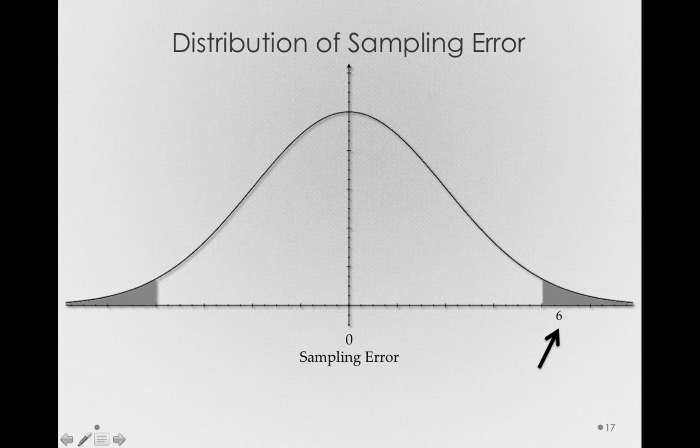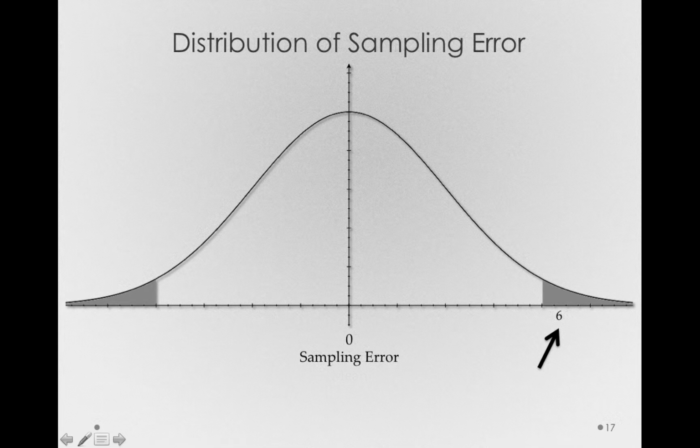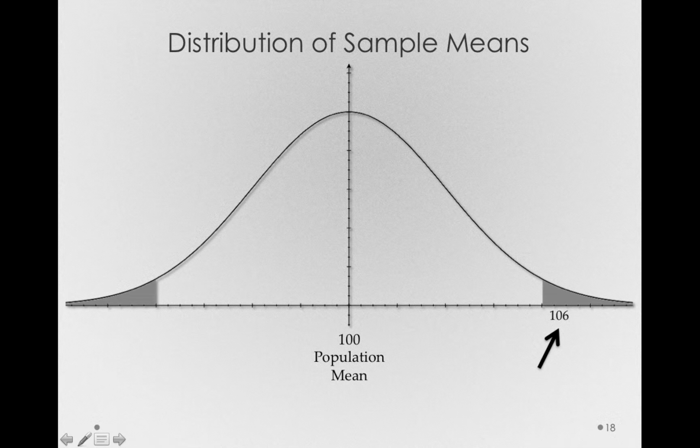Now notice, I can reframe this distribution of sampling error to be a distribution of sample means. Notice the only thing I changed is that the center now is at 100, that is the population mean of IQ, and 106 is where 6 was before. 6 points of sampling error like I had before is up there in the tail. But again, we don't know if 106 in a distribution of sample means is one of the extreme ones or one of the fairly typical ones. That's what we need to figure out. And that's where we turn our attention to now.